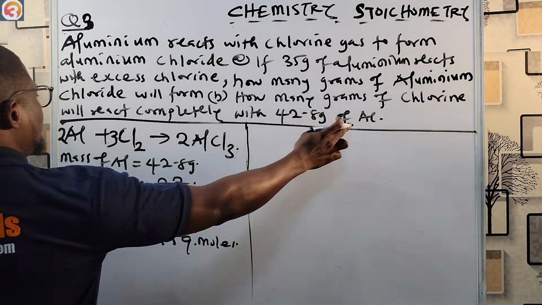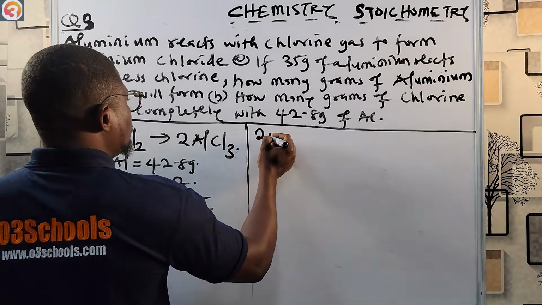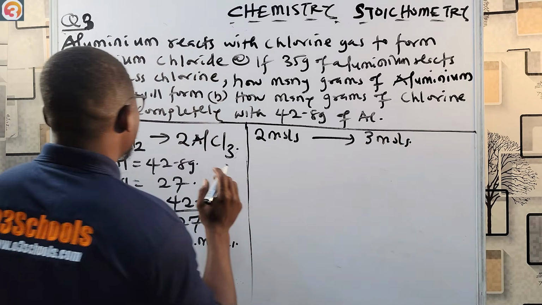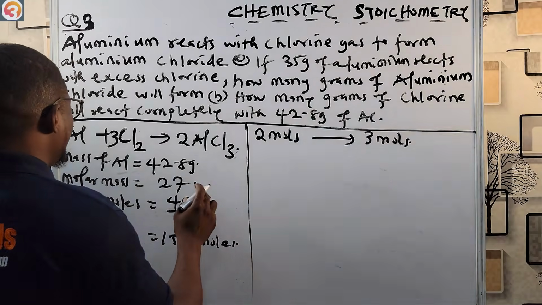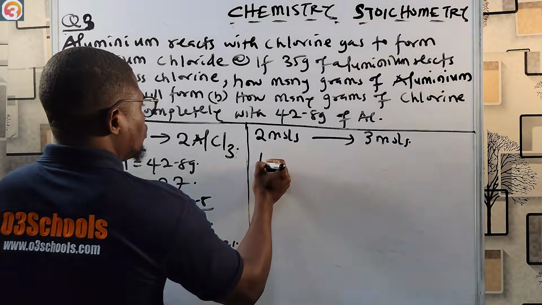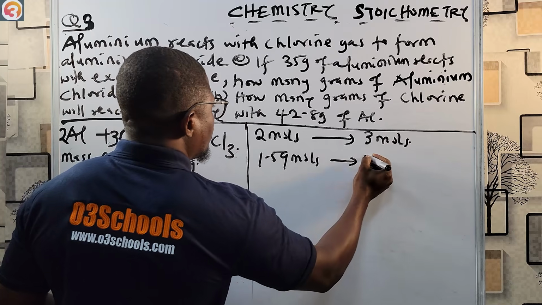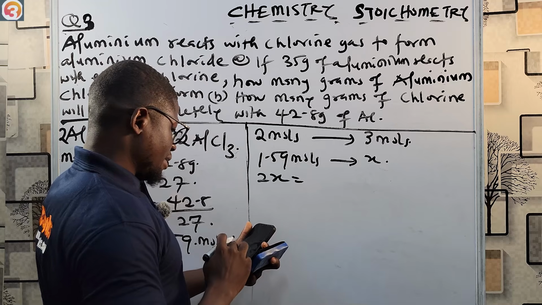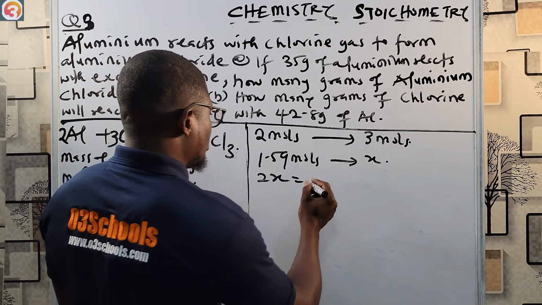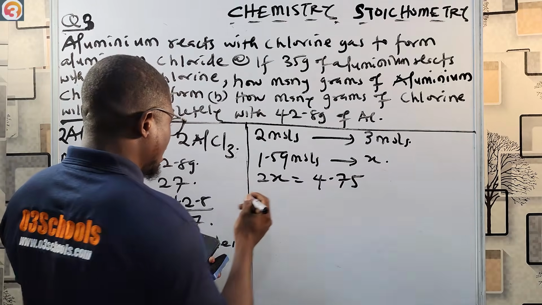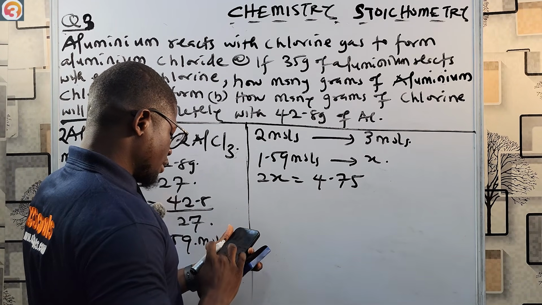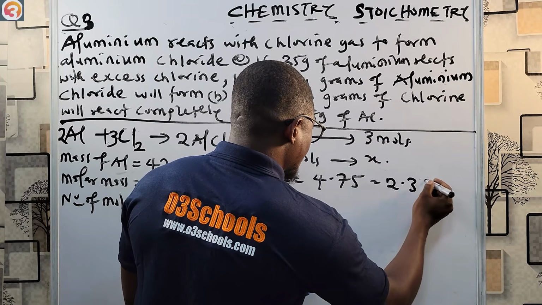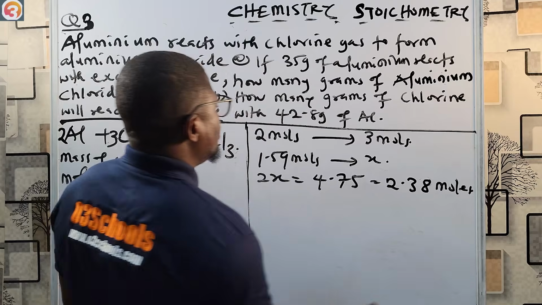Since we know the number of moles, we can now draw up our stoichiometric relationship between chlorine and aluminium. From our balanced chemical reaction, it is 2 moles to 3 moles. So 1.59 moles of aluminium will give us x. We cross multiply: 2x equals 3 times 1.59, which is 4.75. So x equals 4.75 divided by 2, which is 2.37. Let me round it up to 2.38 moles.